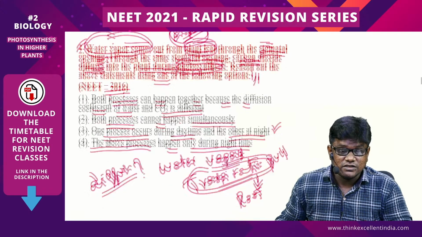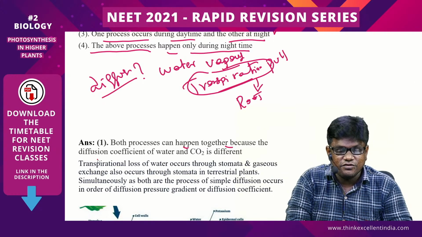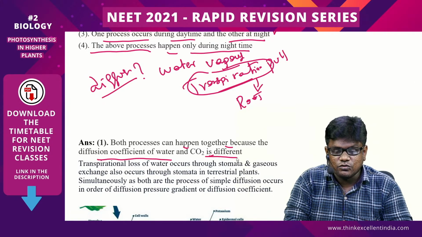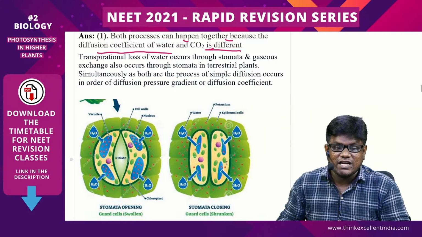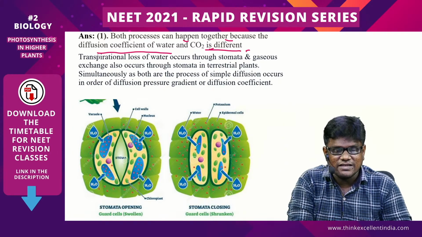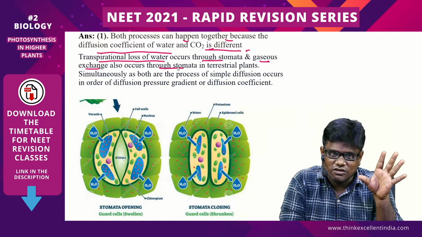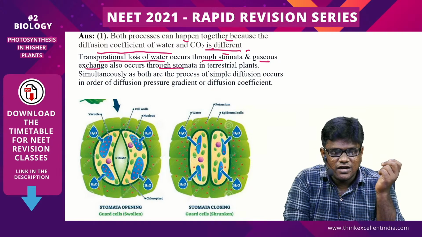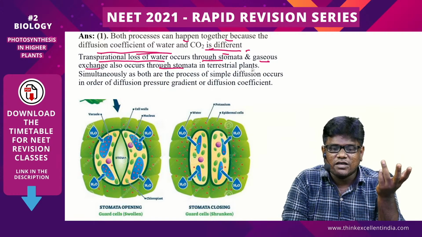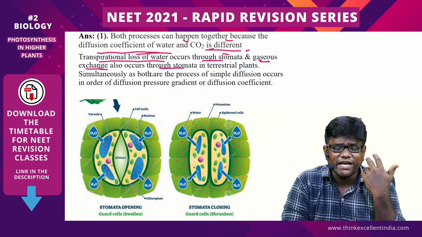So the option is: both processes can happen together because the diffusion coefficient of water and CO2 is different. What exactly does this mean? You can see the transpirational loss of water occurs through the stomata and gaseous exchange also occurs through the stomata. It is only one structure, but in that one structure you can see both functions. When the stomata are open, water vapors come out through transpiration and gases are exchanged. Gaseous exchange means the CO2 will be taken in and O2 will be liberated.